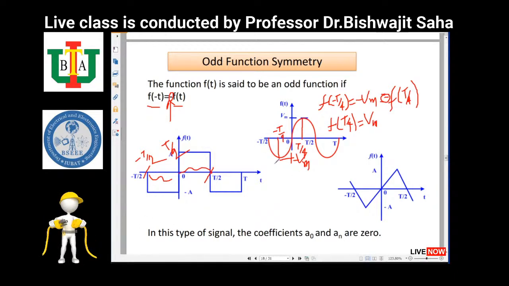So I was discussing the sine wave. Any kind of sine wave has odd function symmetry. If any signal has odd function symmetry, then the A0 coefficient and An coefficient are automatically 0. You don't need to calculate them. You need to calculate only Bn. So this is a huge time saver. It is smart work, right?